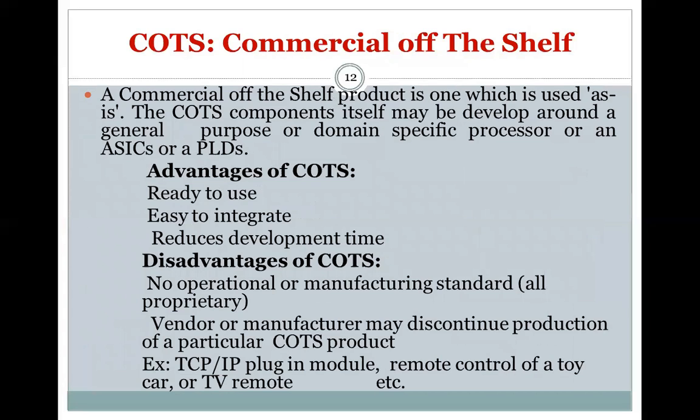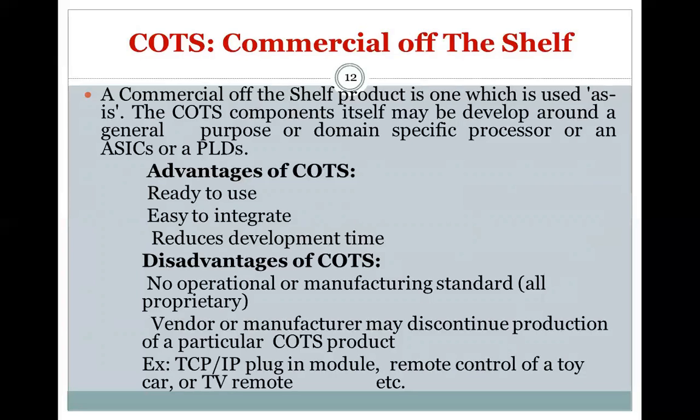Now, one more is cost, that is commercial off the shelf, which can also be used as a core part. Strictly speaking, it is defined as a shelf product. A commercial off the shelf product is one which is used as is, as it is available, and we can use it in the applications.